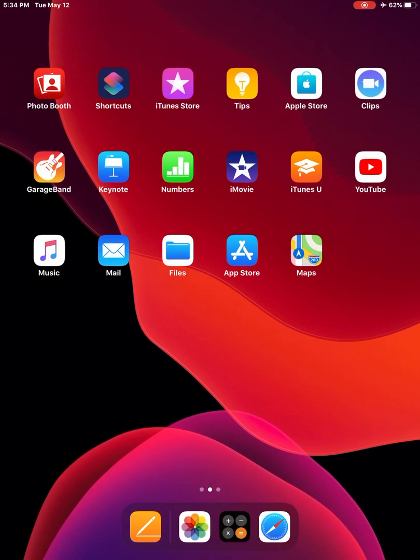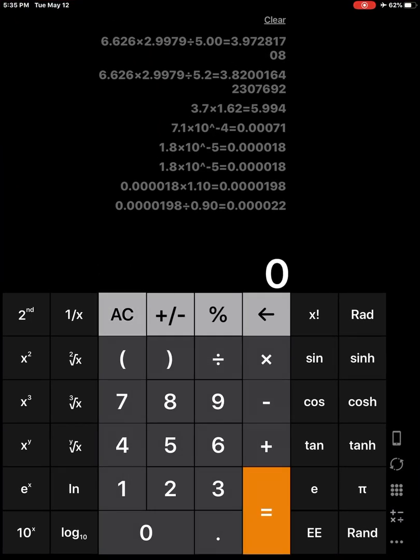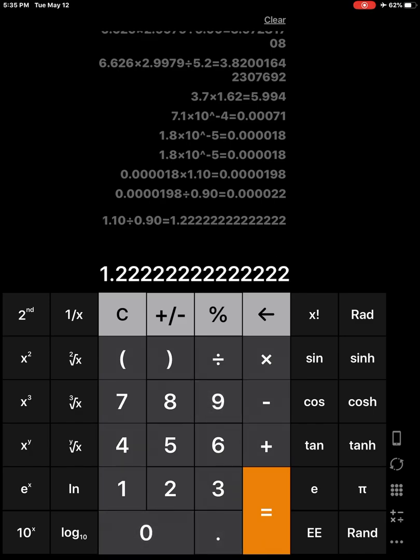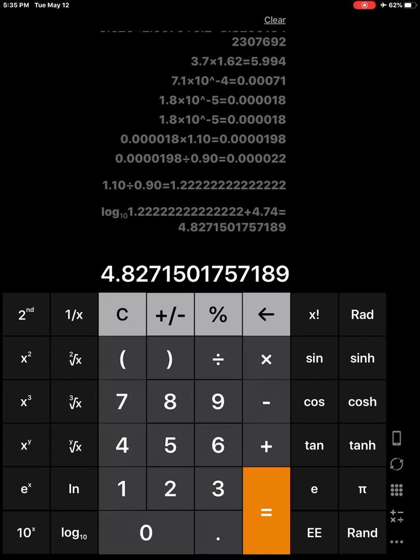So let's figure that out. I'm going to work backwards just for the calculator's sake. I'm going to say it's 1.10 divided by 0.90. Okay. Concentration of the base over the acid. Take the log of that. And then I'm going to add to that the pKa, 4.74. That gives 4.83.